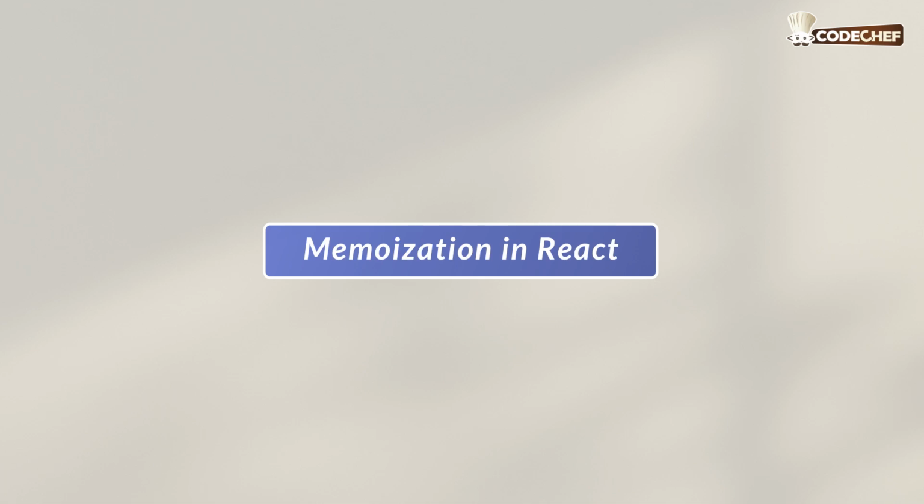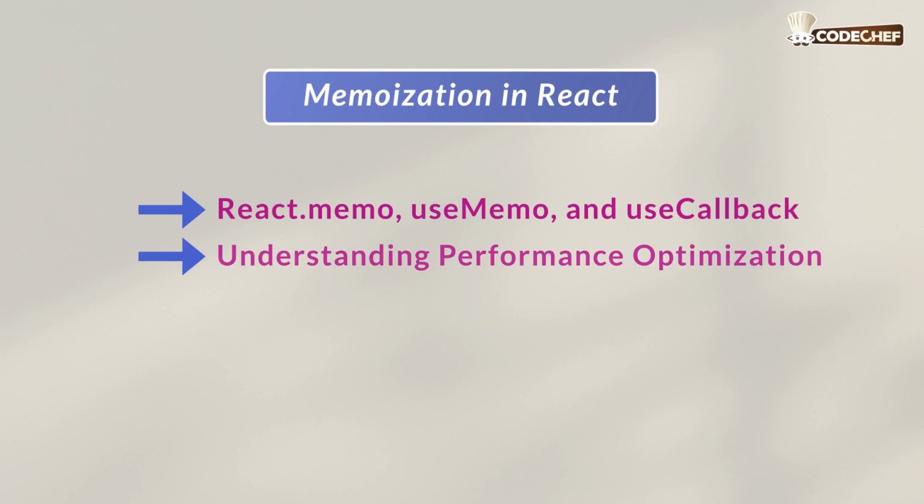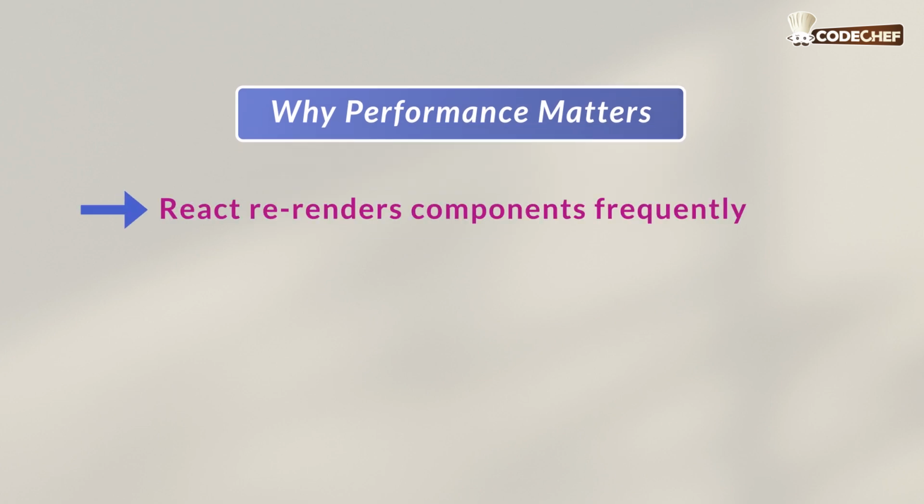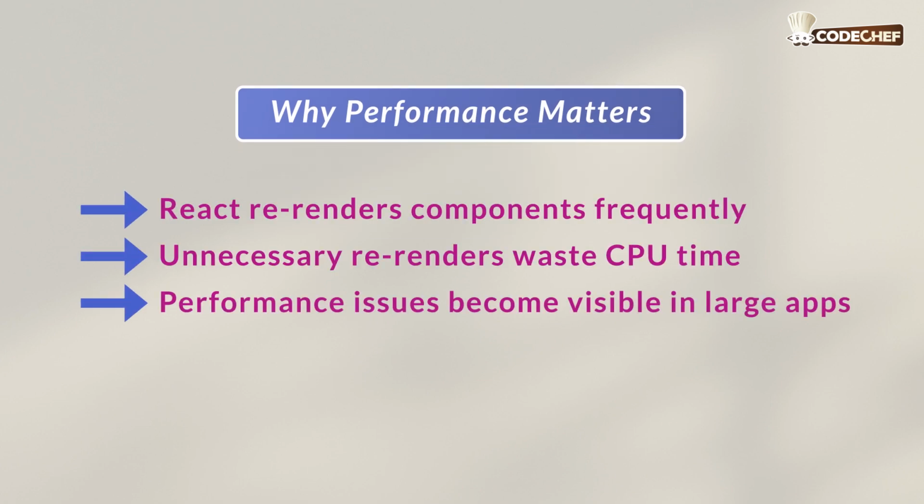So let's begin. In this lesson, we'll understand memoization in React and how it helps improve performance. We'll focus on three tools: React.memo, useMemo and useCallback, and learn when and why to use each of them. React applications can grow very large. When too many components re-render unnecessarily, the app can become slow. Performance optimization is important to keep the UI responsive, especially in real-world projects.